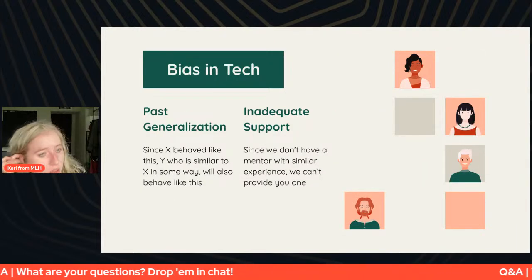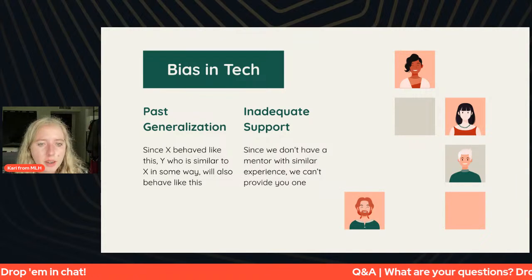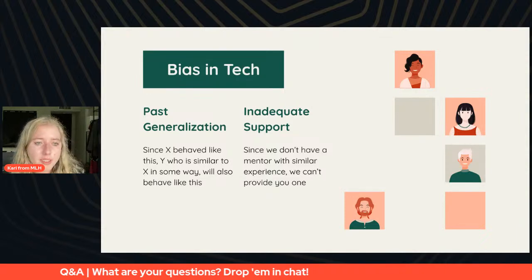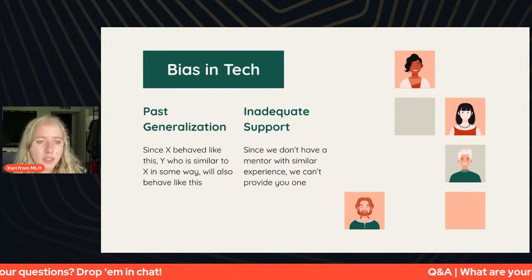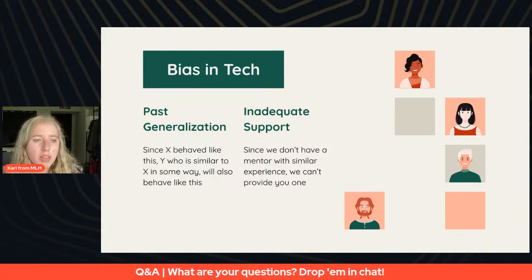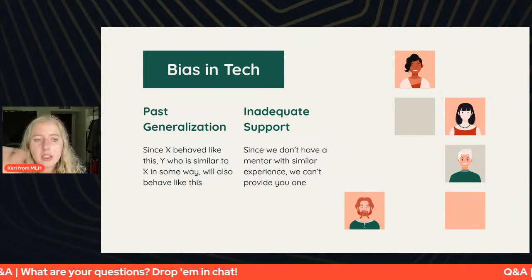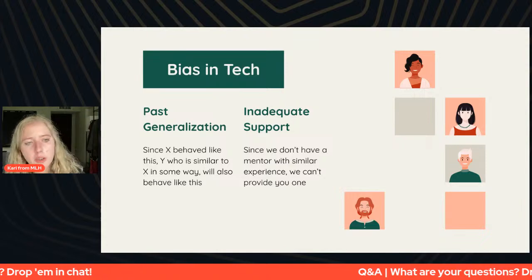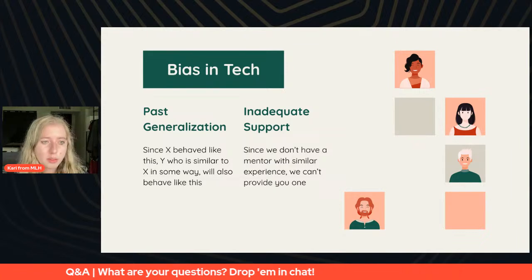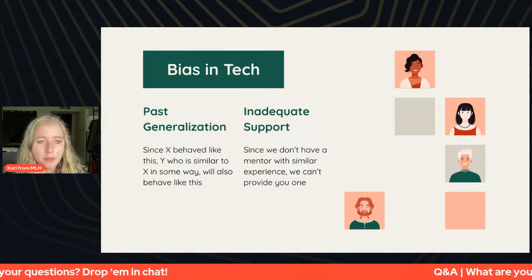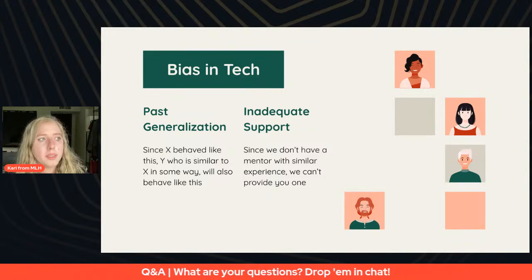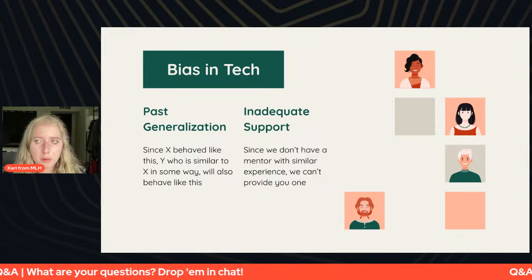And then there's also biases, right? Sometimes that are earned, sometimes that just happen through different ventures. So the first one that I think of is past generalization. Since X behaved like this, this person Y, who is similar to X in some way, they look like them, they speak like them, they're from the same region, the same school, they studied the same things, they got the same grades, they're going to behave the same way too. So if we had a really successful employee, that could be really beneficial. But if we had an unsuccessful employee, that is going to affect your experiences. That is a way in which we see bias appear within the tech realm, right?